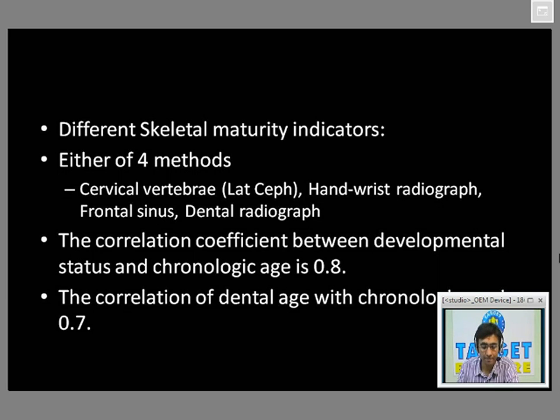If you use dental radiographs or clinical pictures of a patient to predict the chronological age in 10 patients, only in 7 patients might you find yourself to be true or near true. But in 3 patients you will be wrong. Whereas if you use skeletal maturity indicators like cervical vertebrae on lateral cephalogram, Henry's radiographs, or frontal sinus radiographs, then you might get it right in 8 out of 10 patients. So the correlation coefficient for skeletal maturity is 0.8, whereas for dental age it is 0.7.